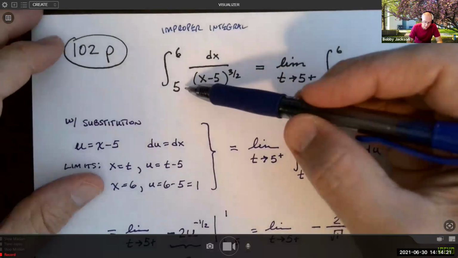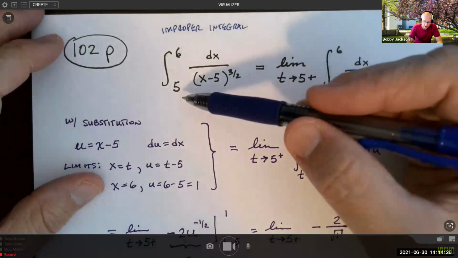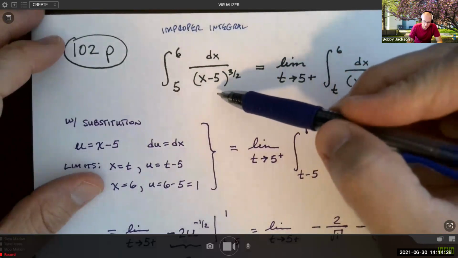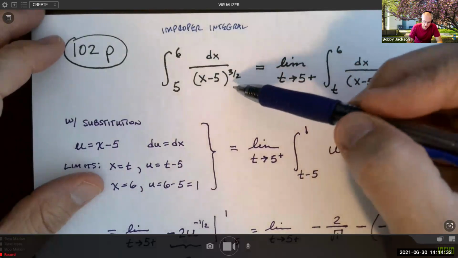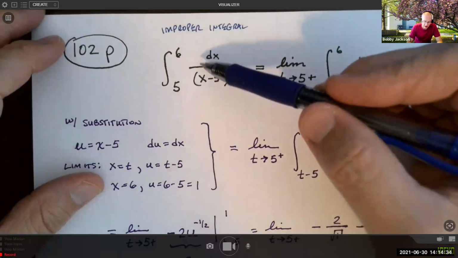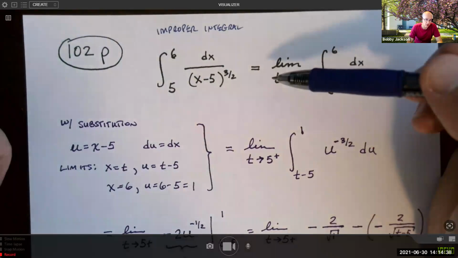So on the interval from 5 to 6, will we have a vertical asymptote? Yes. When x is 5, we have a problem, don't we? This expression here, 1 over (x minus 5) to the 3/2 power, would be equal to 1 divided by 0, which is undefined. Graphically, we know that's a vertical asymptote.